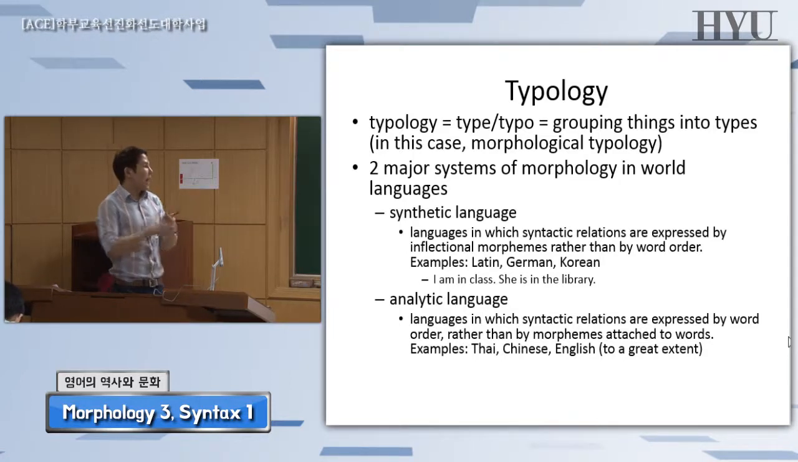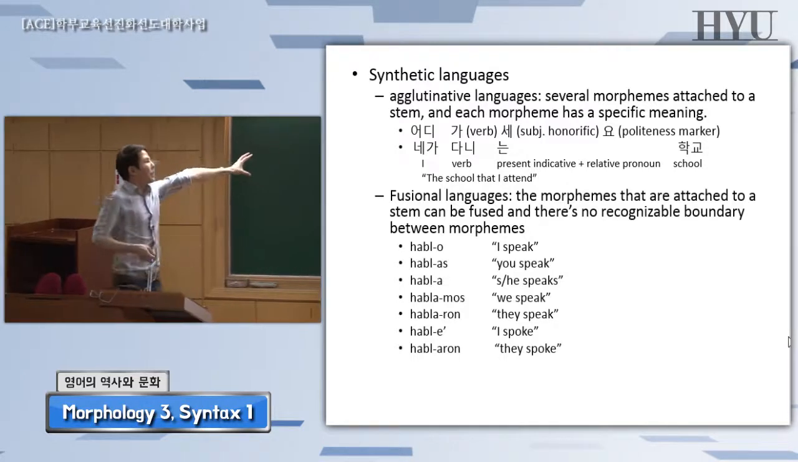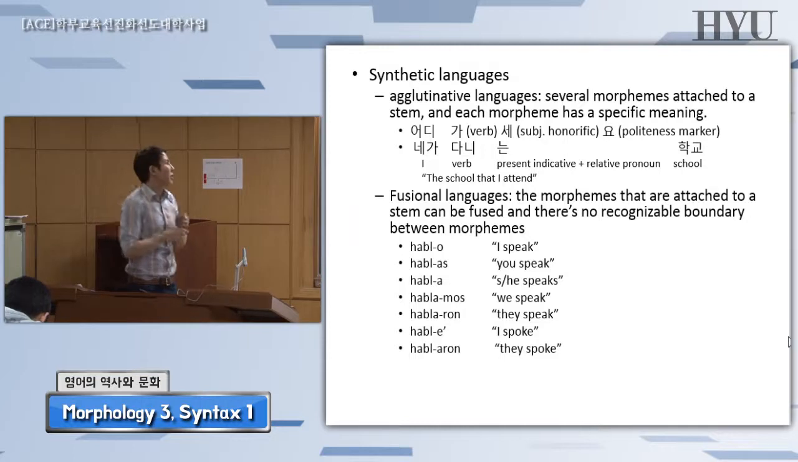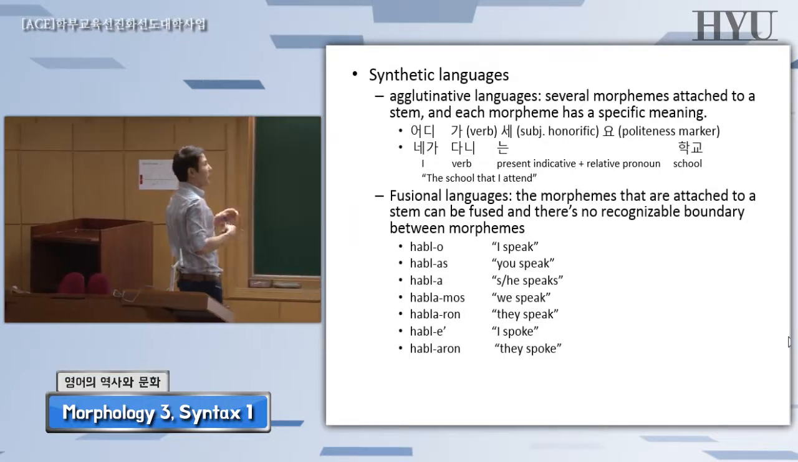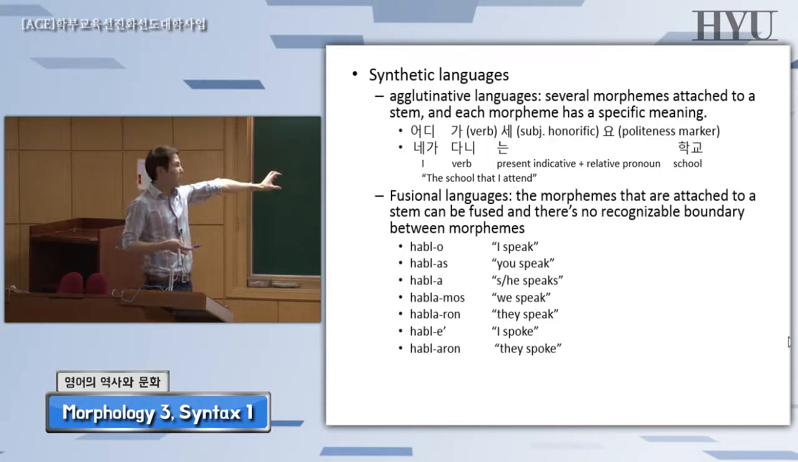Whereas Korean and Latin are different. If you study Latin, you have to memorize a lot of inflectional endings. Latin is an example of a synthetic language. And for synthetic languages, there are two more subgroups: agglutinative languages and fusional languages.